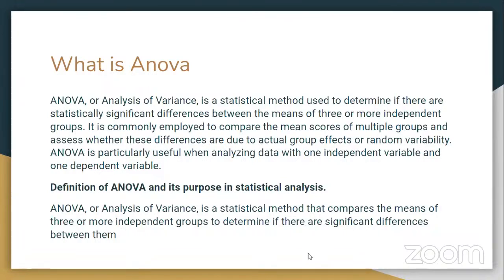So, dear students, please keep in mind that two factors are there for the change in the mean score. One is the random variability, another one is the intervention effect, the actual group effect. We have to find out through the ANOVA whether it is random variability or it is due to the group effect.